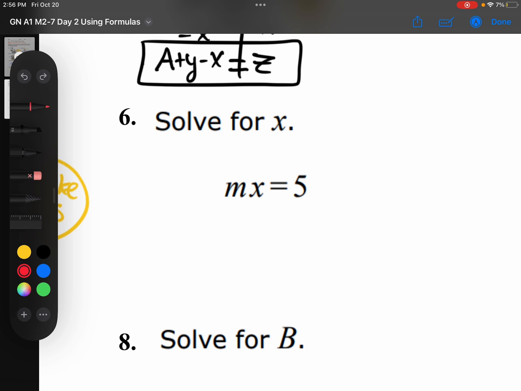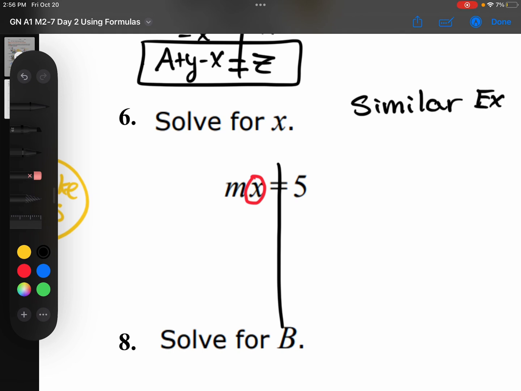Now, in this one, we actually have multiplication going on. So we have mx equals 5. So if we want to solve for x, we've got to think about, how do we get rid of that m? So if I wrote you a similar problem, so here's a similar example. Okay, if that m was let's say this was 2x equals 5. Now, to get rid of that 2 in front of the x, you would divide both sides by 2. Those would cancel, and you'd get x equals 5 halves.